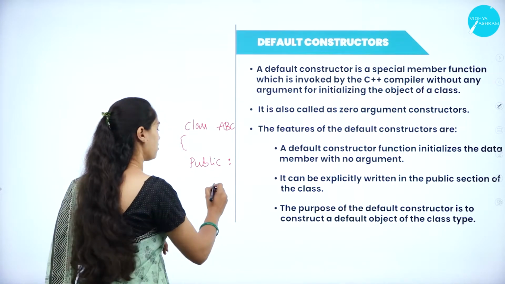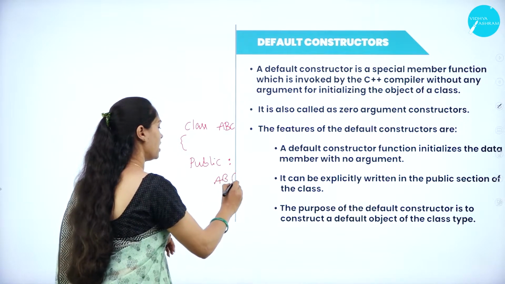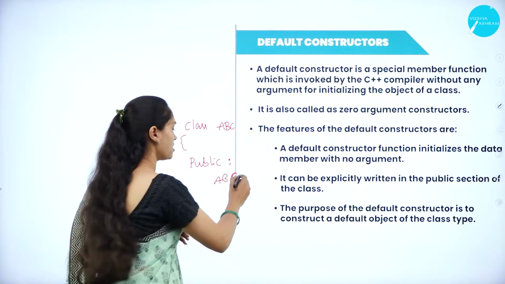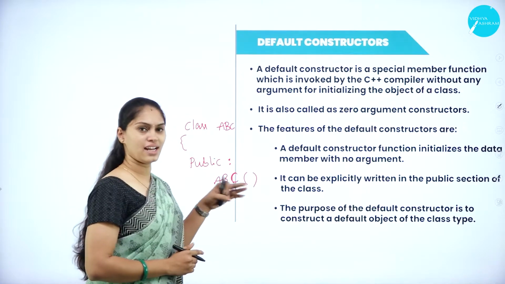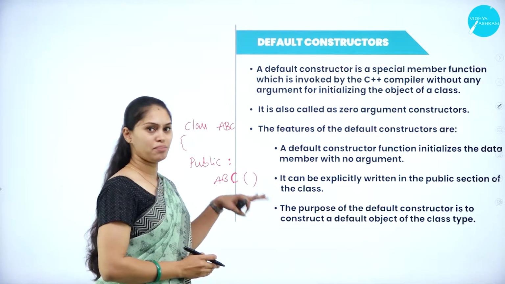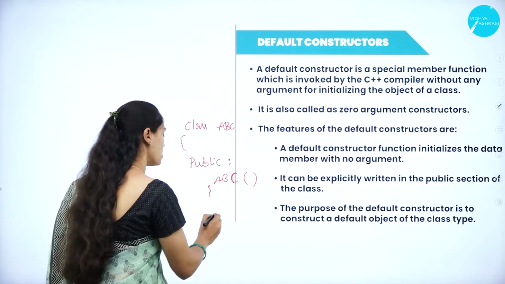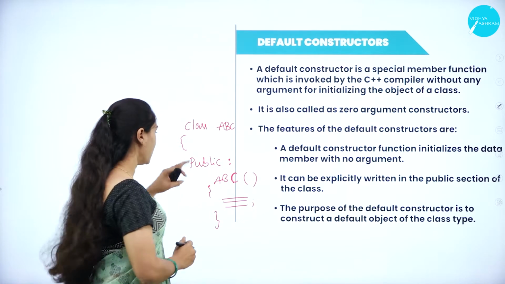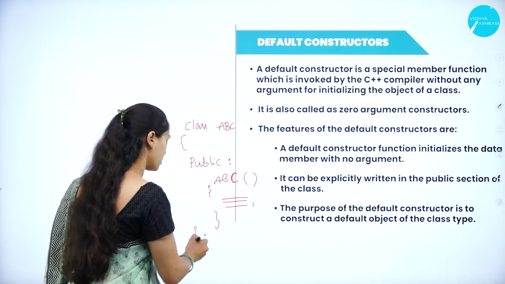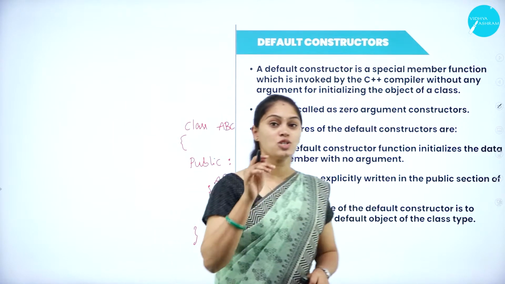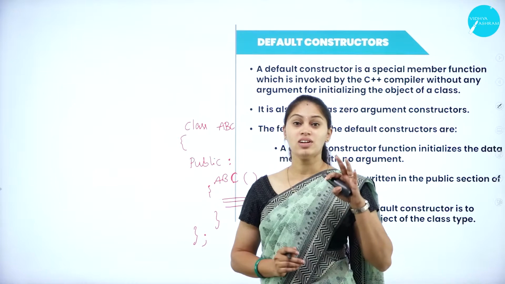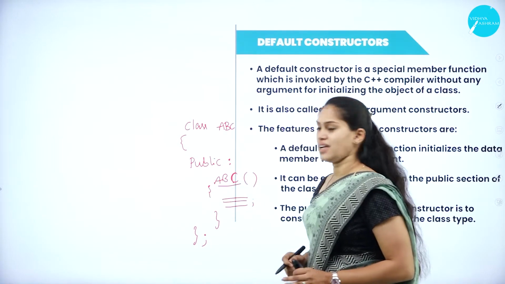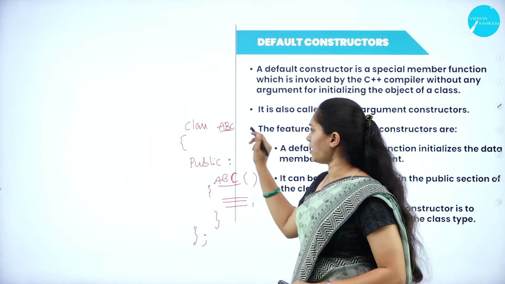I am going to specify one member function ABC. So what is the name of the member function here? ABC. I am not going to return any arguments or parameter, and it may comprise a set of statements, that is the function body. At last I am going to close the scope of the class. So what you have to remember here is that this ABC is a function of a class called ABC.